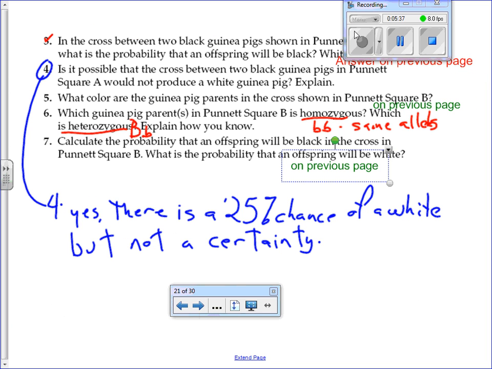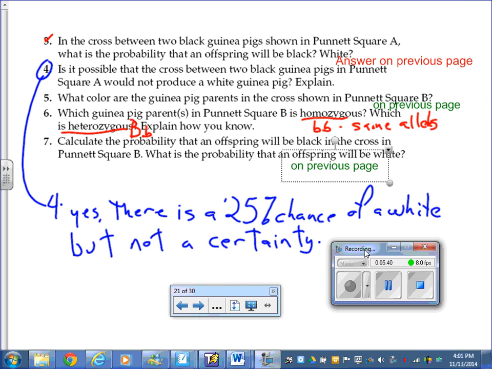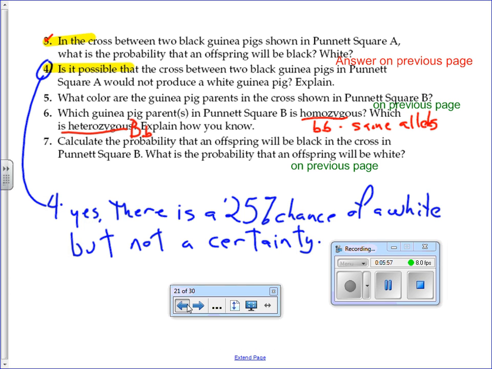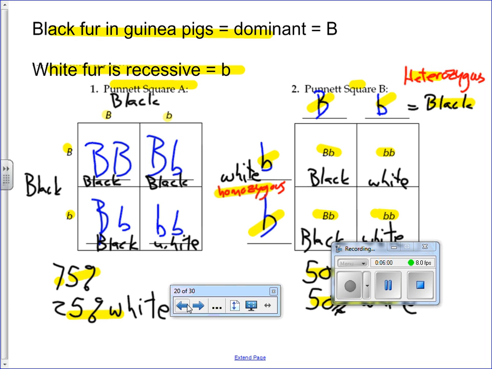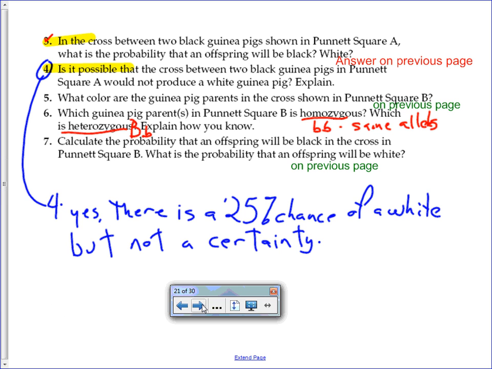Coming to these questions, again, some of them we've answered up on the Punnett square on the previous page. Number 3, the probability of black or white, we got that. Number 4, is it possible that the cross between two black guinea pigs and Punnett square A would not produce a white guinea pig? And if you look back, that was this one, where there's a 25% chance. So could these two parents have a litter of guinea pigs with no white babies? And the answer is yes, because there's a 25% chance of a white baby, but it's not a certainty, it's not a guarantee. Number 5, the color of the parents, we did that already.